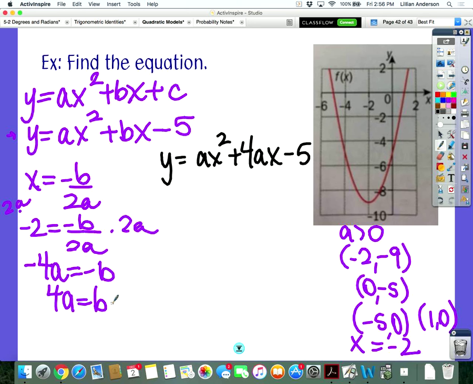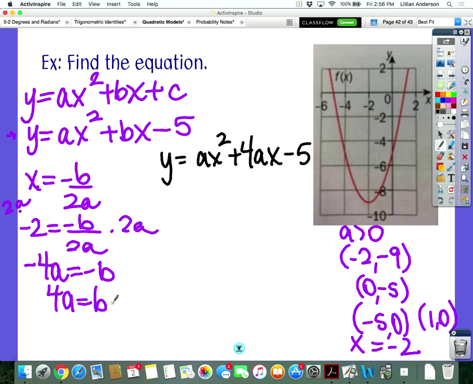I can use any one of these 3 to plug in for x and y to find a. Which one do you want to use? 1 and 0? Okay. So if I use 1 and 0, I can use any of them and I'll still get the same answer. I'm going to plug 1 in for x and 0 in for y.